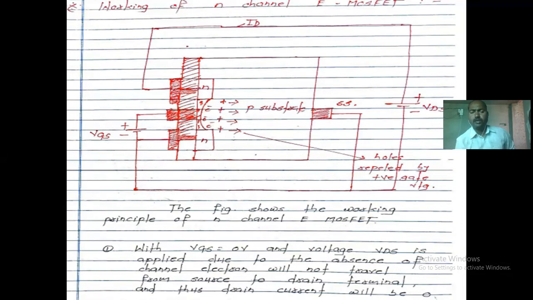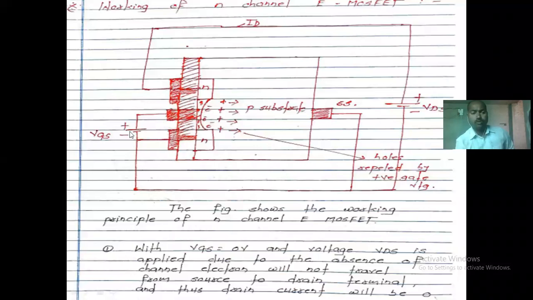No channel is formed. As we increase the positive voltage at the gate, the electrons from the p substrate are attracted towards this area. So what happens? There should be accumulation, meaning an increase of electrons in this area.